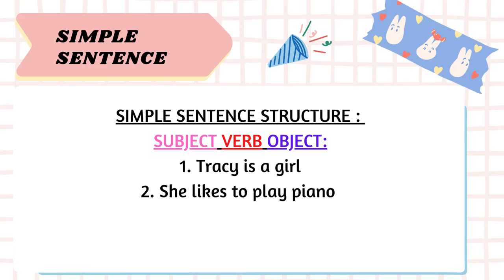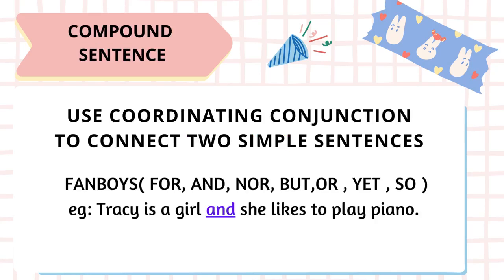In order to combine these two sentences together, the first thing that we can do is to construct a compound sentence. In a compound sentence, we have to use coordinating conjunctions like for, and, nor, but, or, yet, so. So it's called FANBOYS. So we can combine these two sentences into one like this. Tracy is a girl and she likes to play piano. So this is the easiest way to solve this problem.